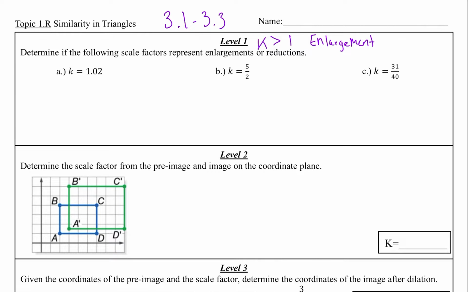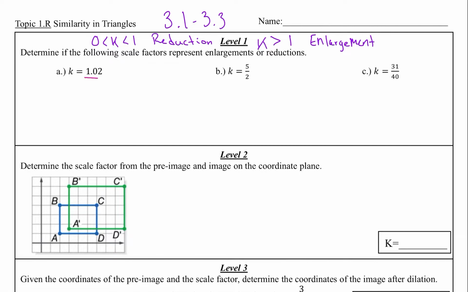Also, we can't have negative scale factors. Those don't exist either. So for our other section, we know that if k, I'm going to write this over here, if k is between 0 and 1, so it's not negative because that can't happen, but it's less than 1, that represents a reduction. And that's all we're looking at with these. Bigger than 1, enlargement, less than 1, reduction.